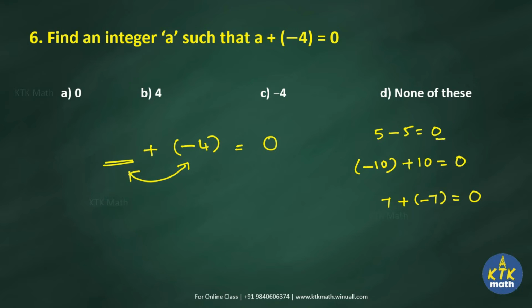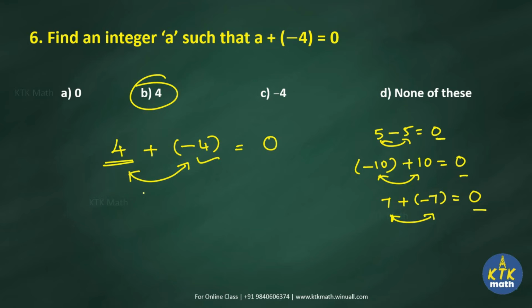So if your answer is 0, these two terms are going to contain opposite symbols. So if it is minus 4, then plus 4 will come here. Therefore your answer is option B. Very simple, right? This works under additive inverse.